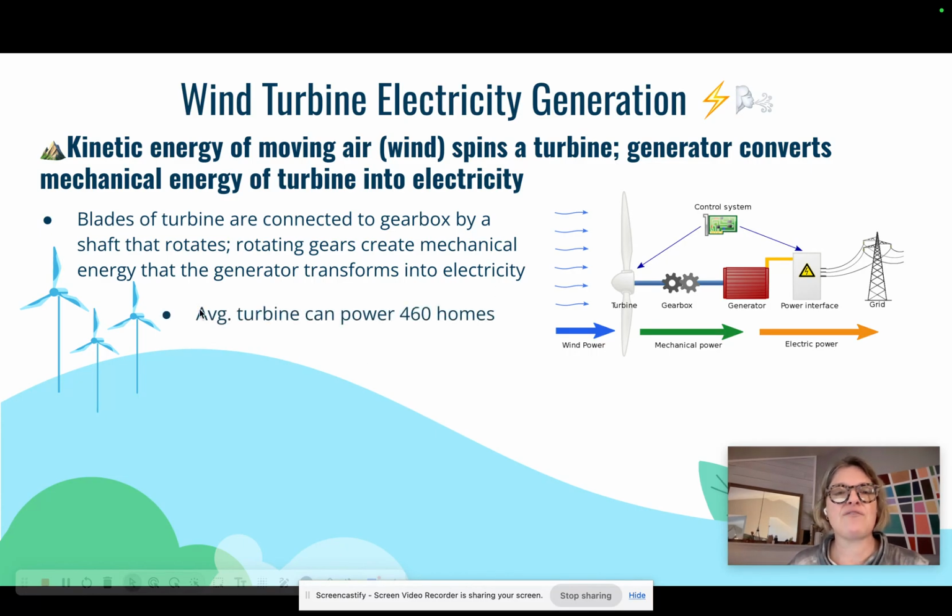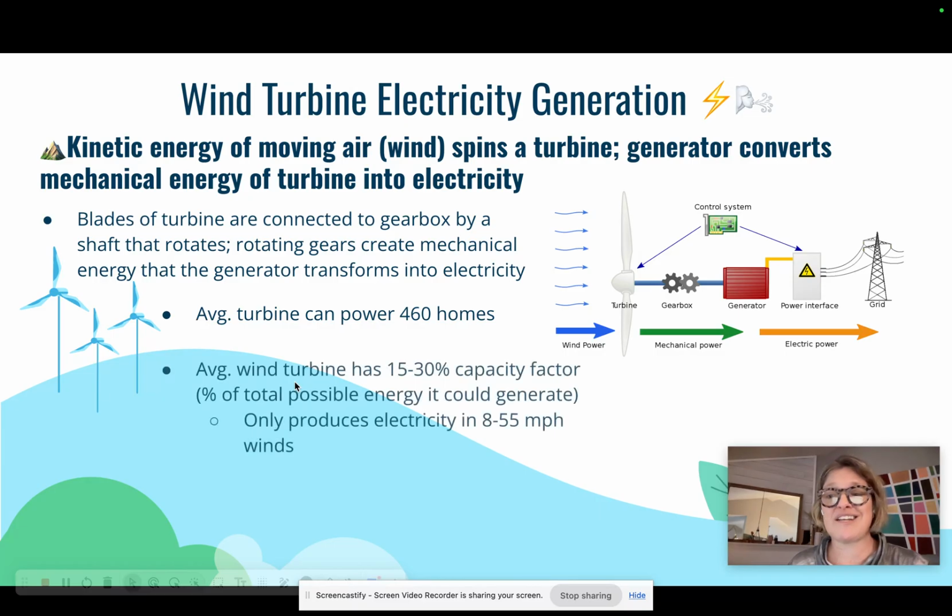Okay. And so the average turbine, so one wind turbine, which is the blades that we see, can power 460 homes. And that's on average, because it all depends on the amount of wind that you're receiving. So it has a 15 to 30% capacity factor, which means a percentage of the total possible energy it could generate. It only produces electricity in 8 to 55-mile-an-hour winds. If it gets much faster than that, it can actually damage the turbine.